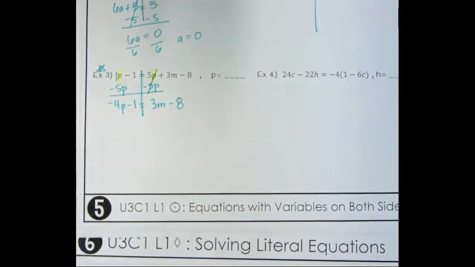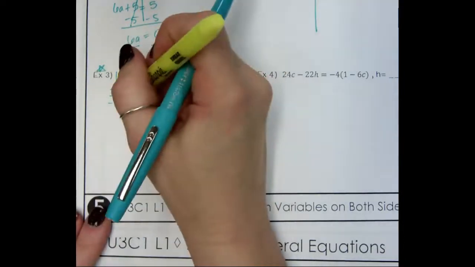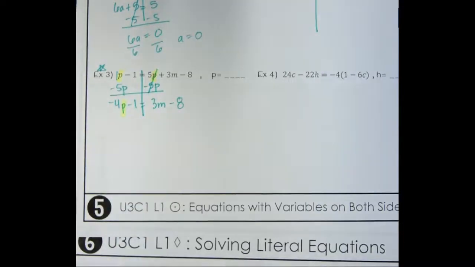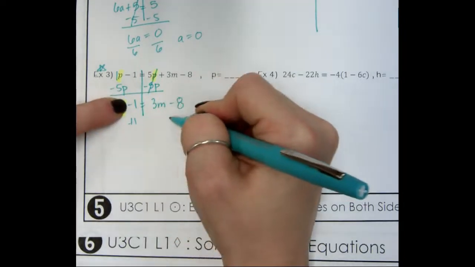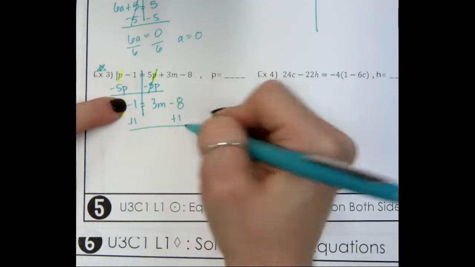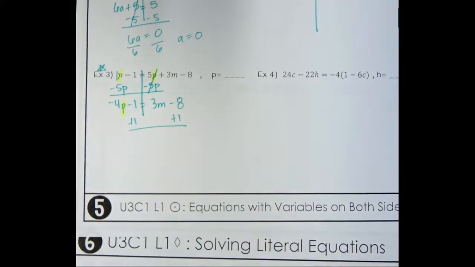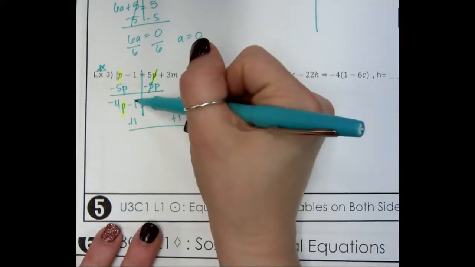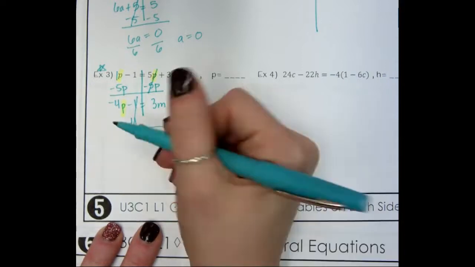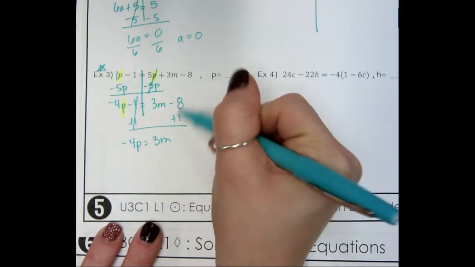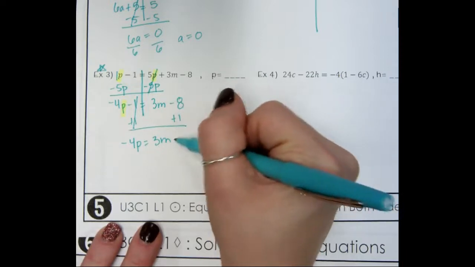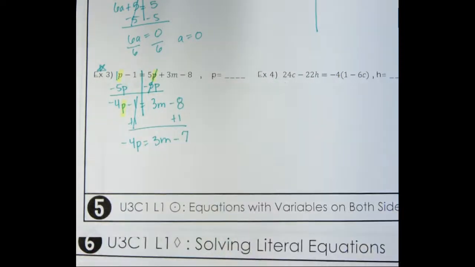Okay. My goal has not changed. I'm still trying to get P by itself. So I'm going to add 1 to both sides. Remember, we always do addition and subtraction first. Multiplication and division second, because we're following opposite PEMDAS. All right, negative 8 plus 1 is negative 7. All right, now I'm going to divide by 4.